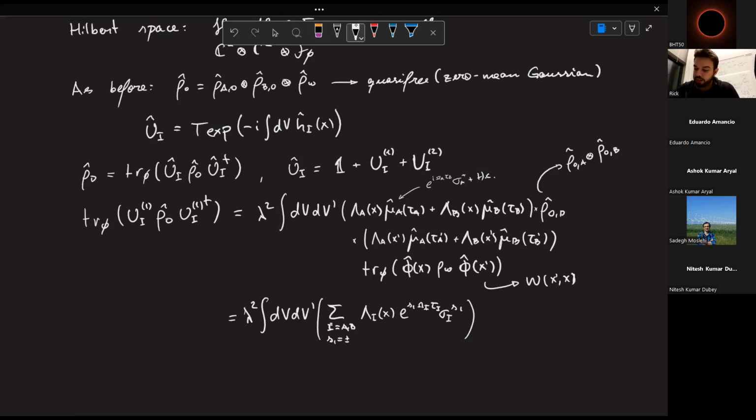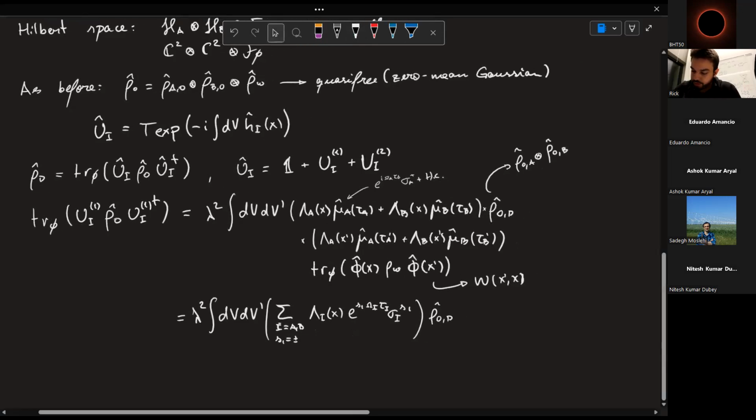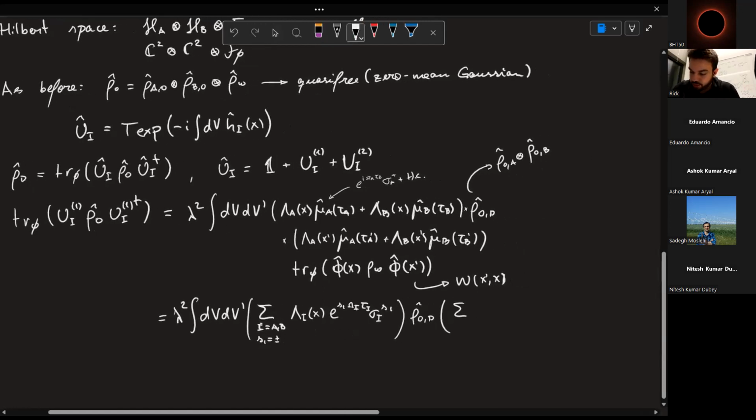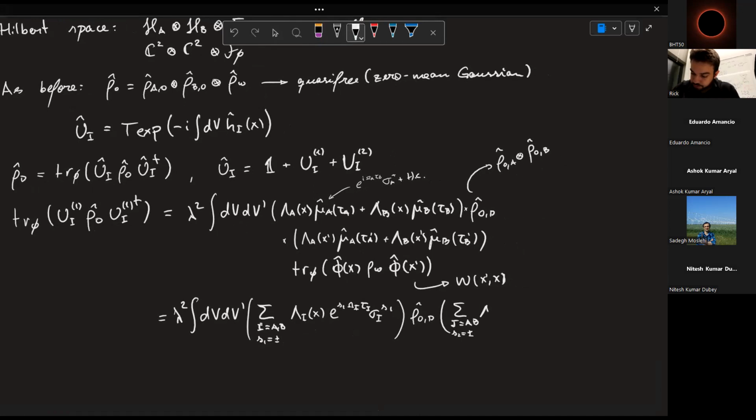The sum is over s equals plus or minus, and this works with everything because the s just gives the sign. But now if we write it like this, then we have this times our rho_0D, and then we're going to have exactly the same term here, the same sum, because this is exactly the same Hamiltonian. So this will be a sum over J equals A, B, the sum over s2 equals plus or minus, lambda_J of x e to the s2 omega_J tau_J, sigma_J^{s2}. And all of this would be, of course, times the Wightman function at x prime, x.